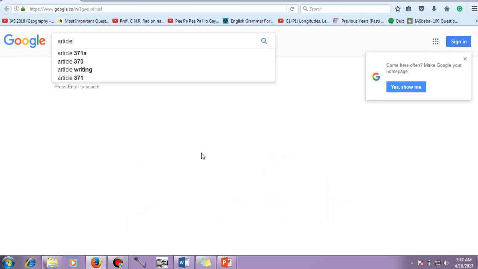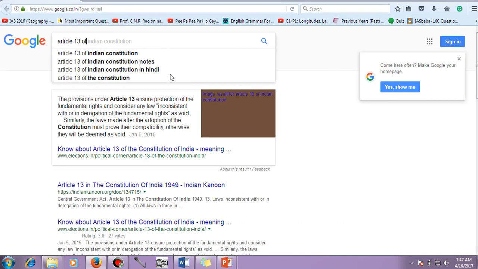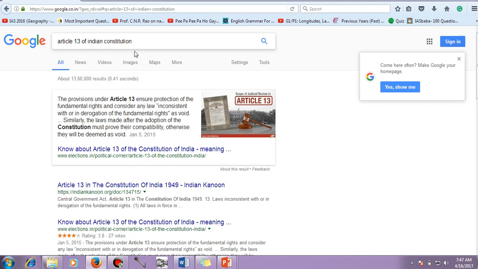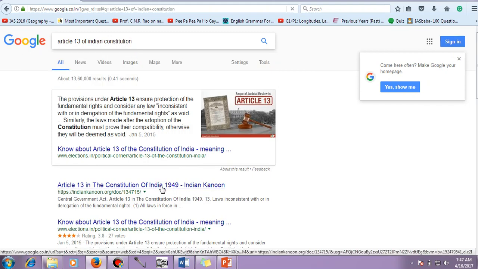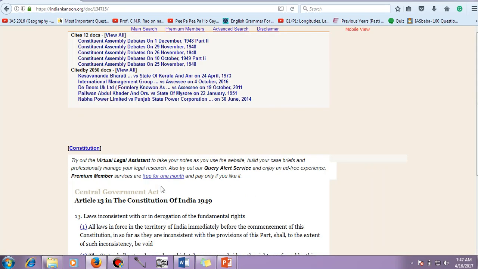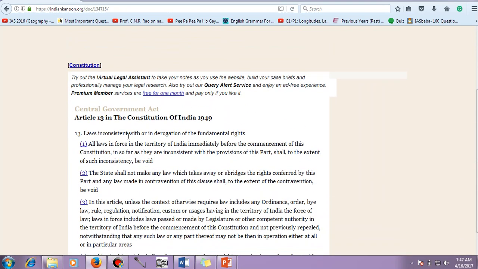So let us have a look at Article 13 also. Just type Article 13 of Indian Constitution and go there. So this is the article: laws inconsistent with or in derogation of the fundamental rights. All laws in force in the territory of India immediately before the commencement of this constitution, insofar as they are inconsistent with the provisions of this part, shall to the extent of such inconsistency be void. Let me clear this.